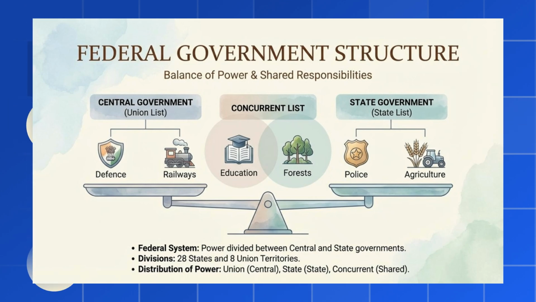The union list contains national duties like defense and railways. The state list covers local issues like police and agriculture. Finally, the concurrent list includes areas shared by both, like education and forests. While states have their own governments, union territories are unique because they are directly under the control of the central government.